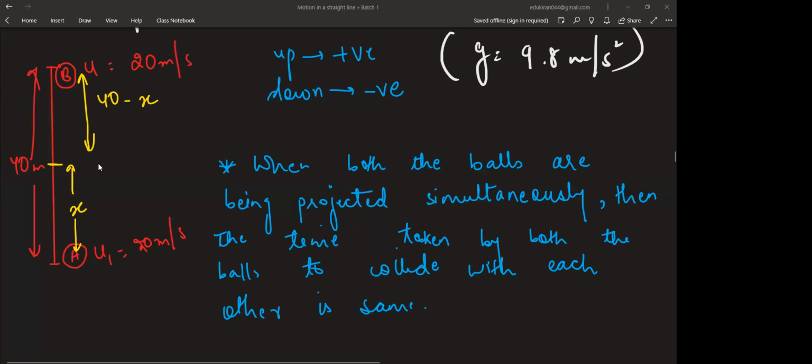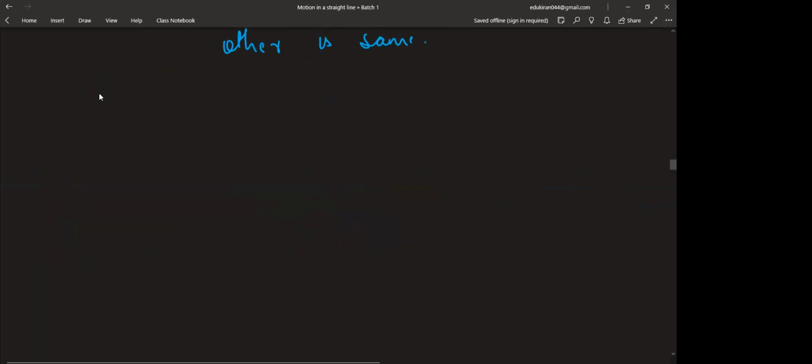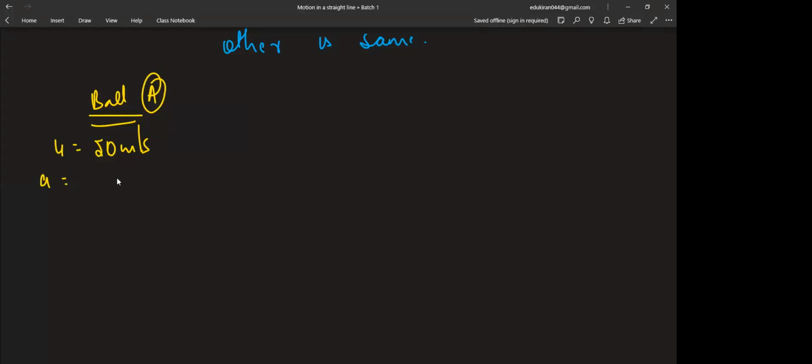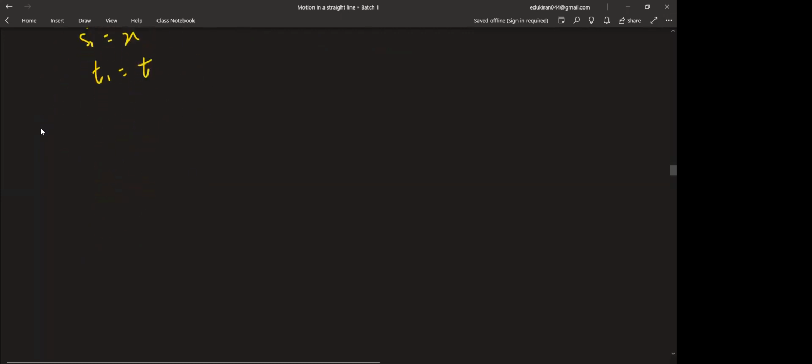So when the balls have collided, it means they have collided at the same time. Then only at this particular point are both able to collide. So we'll write down everything about ball A and ball B. For ball A, velocity is 20 meter per second. Acceleration, which is acceleration due to gravity, is minus 9.8 meter per second square. S1 is equal to x. T1 is equal to t. So we use the equation S1 is equal to U1 t plus half a t square.